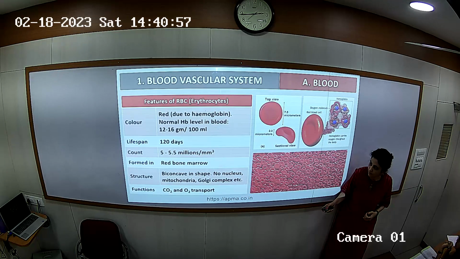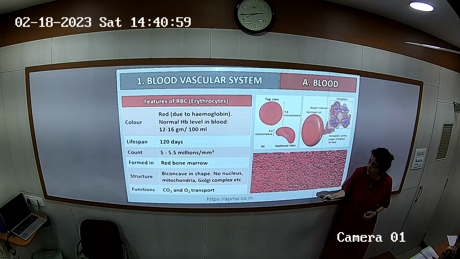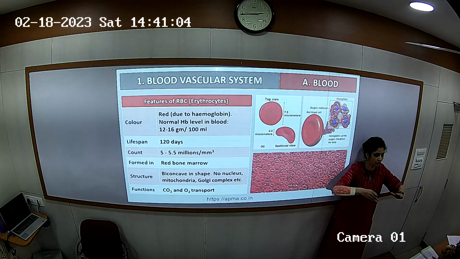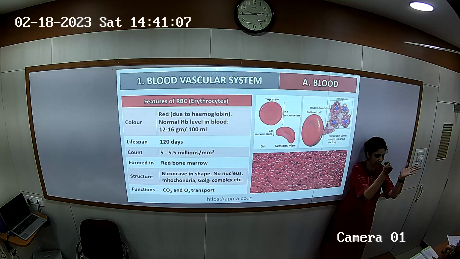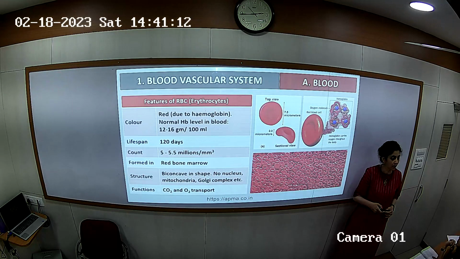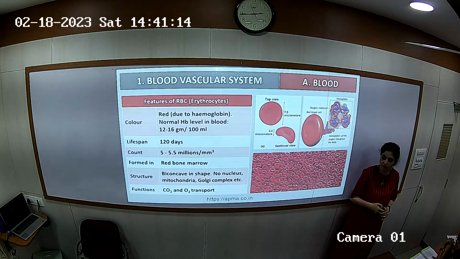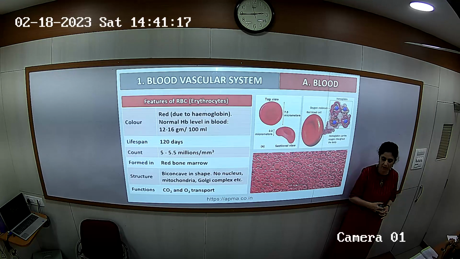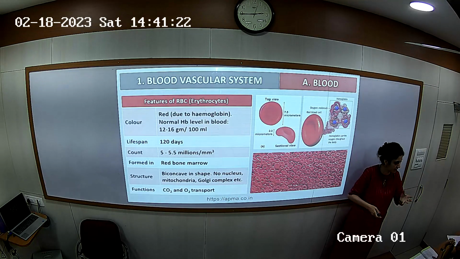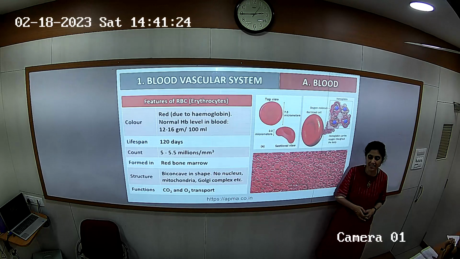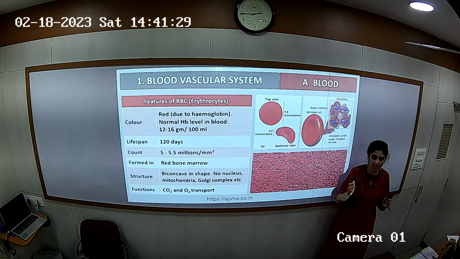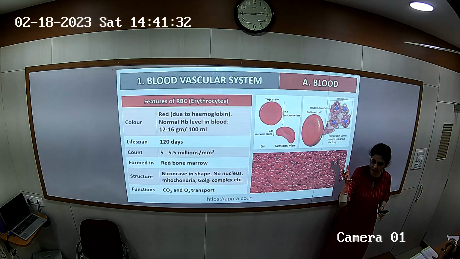Okay? Then structure is biconcave in shape. Can you make out something like a biconcave shape? Okay? You learned lenses. A biconcave lens, like this. So biconcave in shape. Now, why is it biconcave? Why do you need a biconcave shape? Okay, one reason could be because it can slide through the small capillaries very easily. How will a ball go through? But that's not the cause. The cause is the surface area of a biconcave disc is much more than a sphere of the same volume.